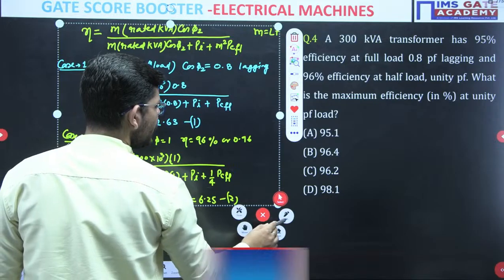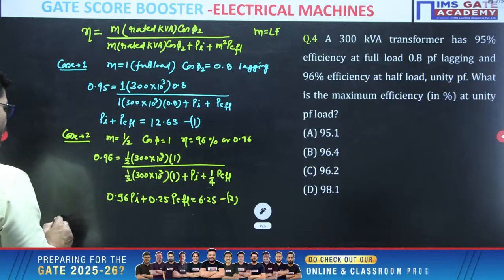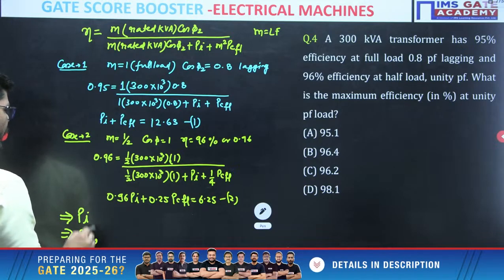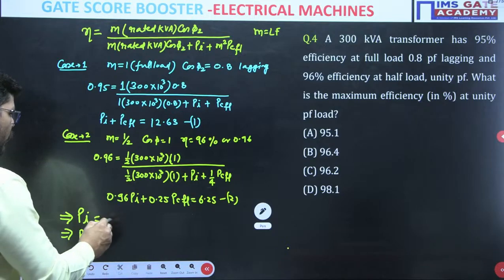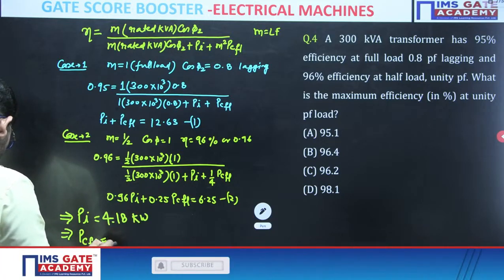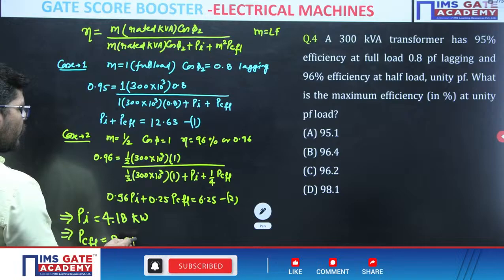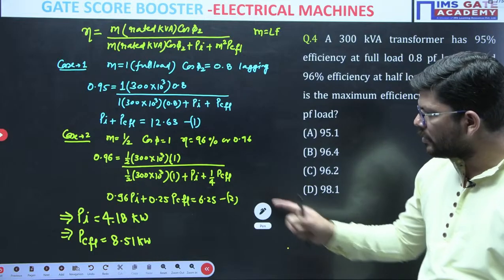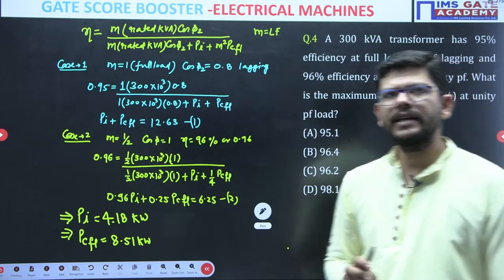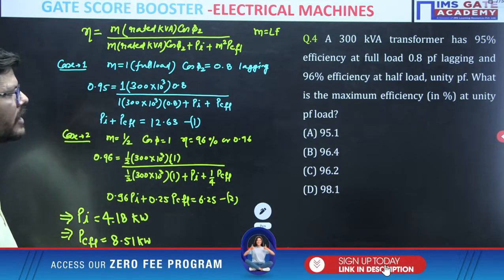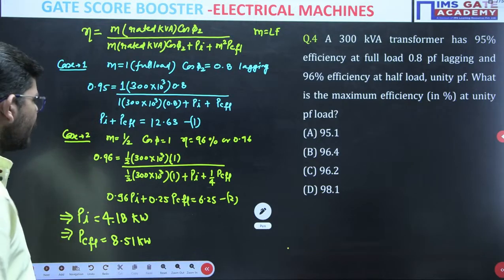Now if you solve these equations, equation 1 and 2, then you will get iron losses and copper losses as follows. The iron losses that I am getting is 4.18 kilowatt, and the full load copper losses are 8.51 kilowatt, okay? So by applying the given conditions, first of all you calculate the iron losses and the copper losses, right? Now we have calculated this data. Now what we have to calculate is the maximum efficiency in percentage at unity power factor load, okay?